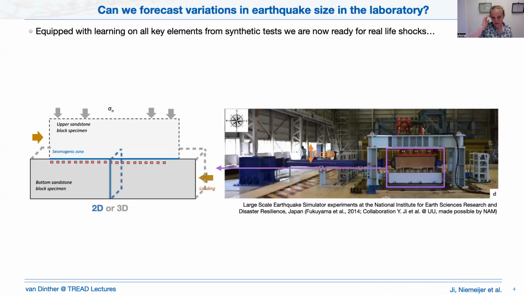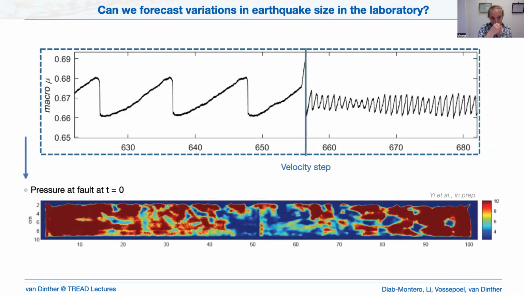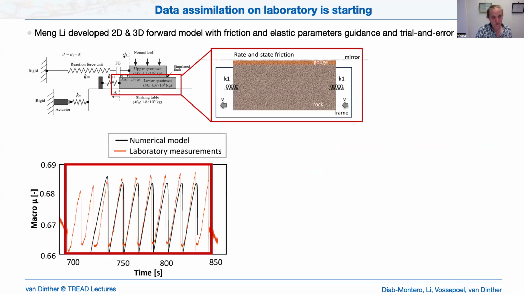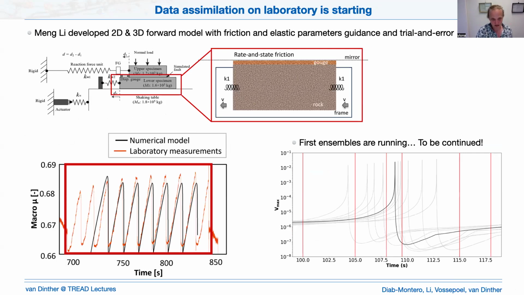But still, this is all synthetic. So our aim was really to do this also in the lab, where we have a lot of observations, but not exact parameters or exact control on other things, and missing physics as well. So in this configuration, we also have different sizes of events. We have a bit of an idea on the initial pressure on the fault. So we use forward models to look at this.